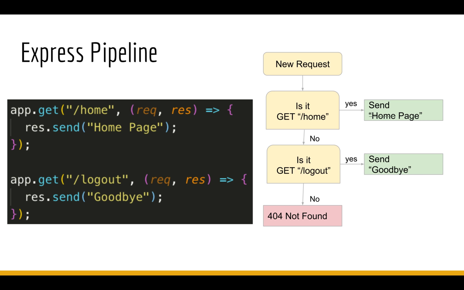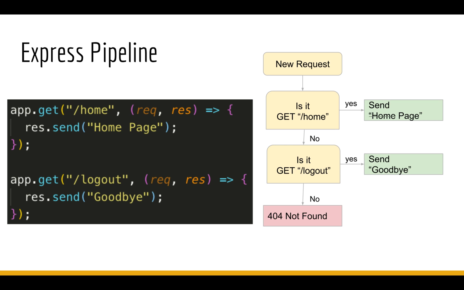I have a quick little example here that'll help us clarify this point. On the left we have two routes, one for home and one for logout. On the right we have a visualization of what this pipeline looks like. A request comes in at the top. The first thing Express does is check whether it's a GET request going to the home path. Maybe the request is not, so it continues down to see if it is a GET request going to the logout path. If it is, it'll send goodbye, and if it's not, it'll go to a 404.